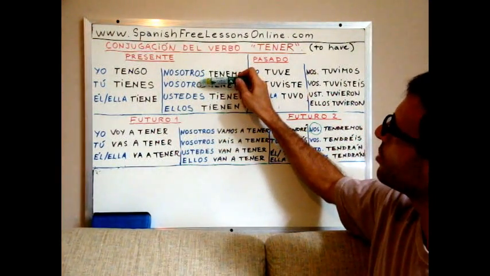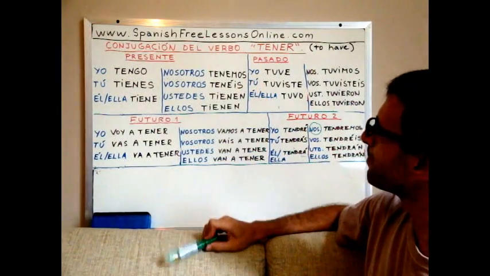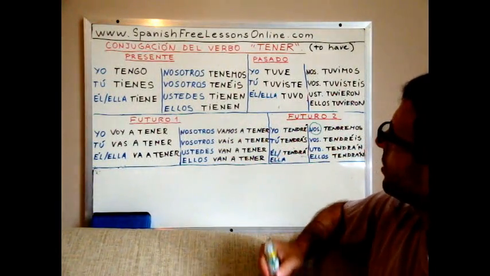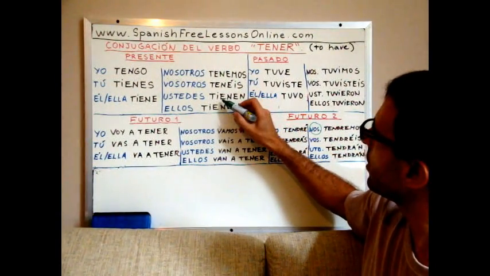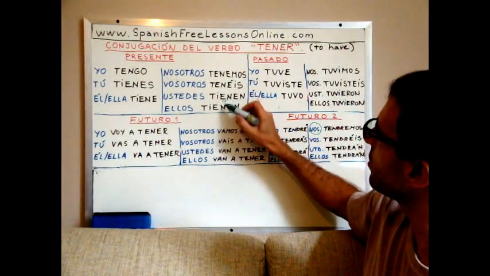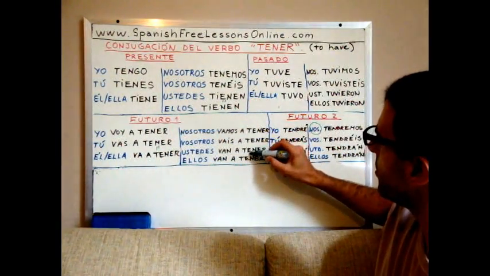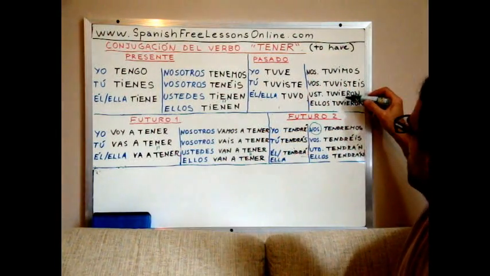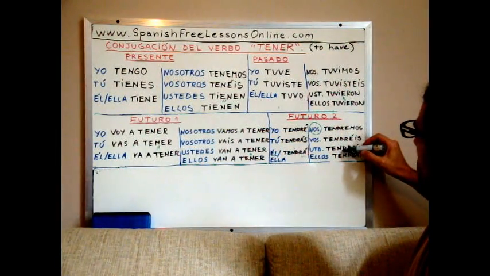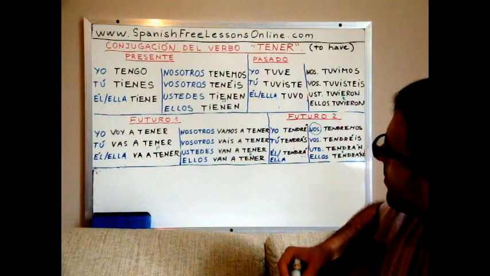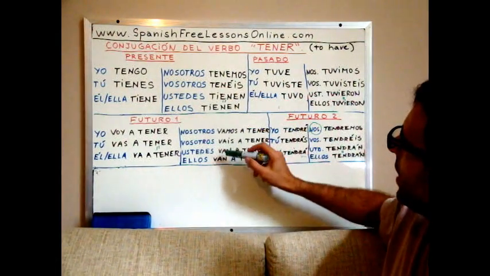So Spanish way, Latin American way. Always take a look how ustedes and ellos, their conjugation is identical, right? Always, you see here, okay, identical. Tienen and tienen, van a tener, van a tener.